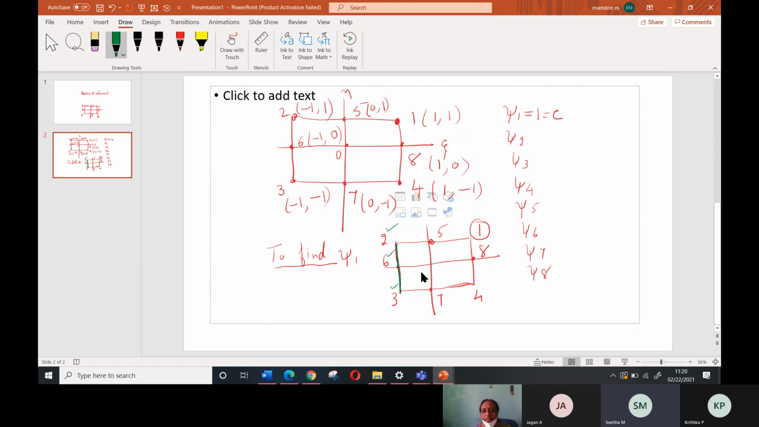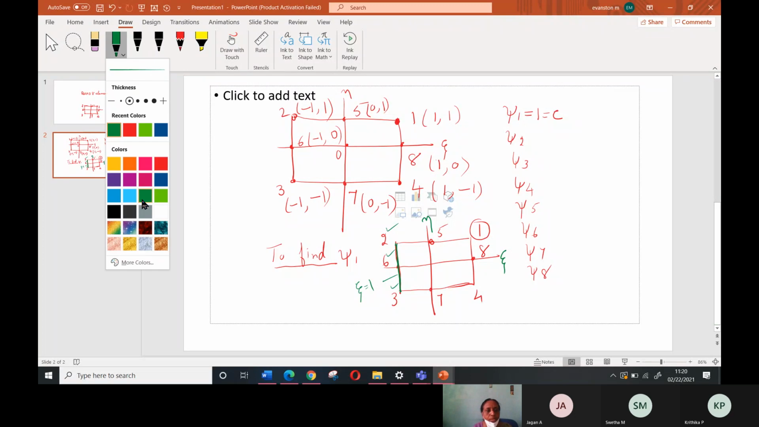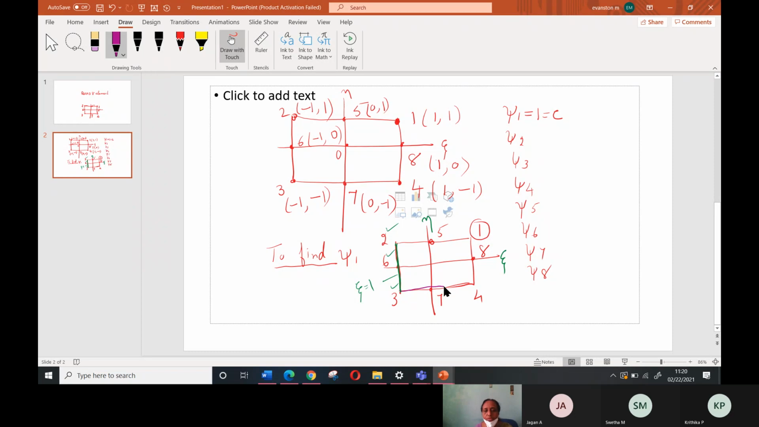What is constant there? This is xi and this is eta. So xi is equal to 1. The equation of this line is xi is equal to 1. And we will move on to the equation of this line. It will be covering 3, 7 and 4. So the equation of this line, somebody else?